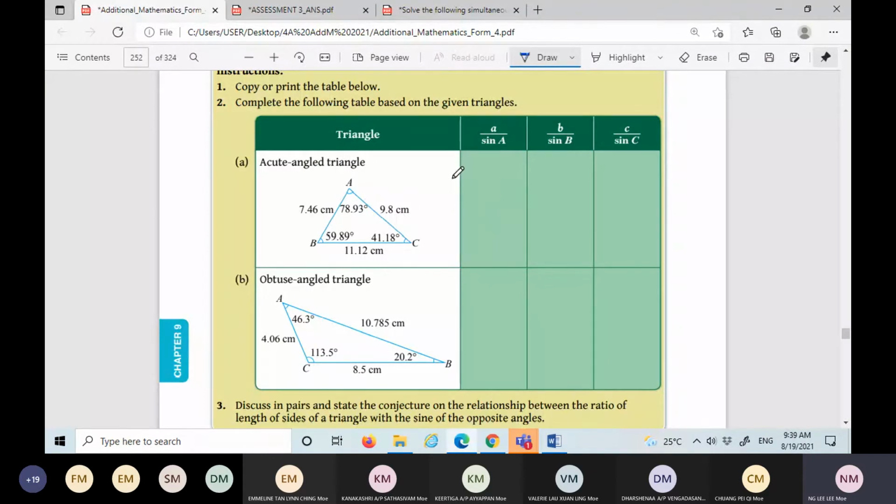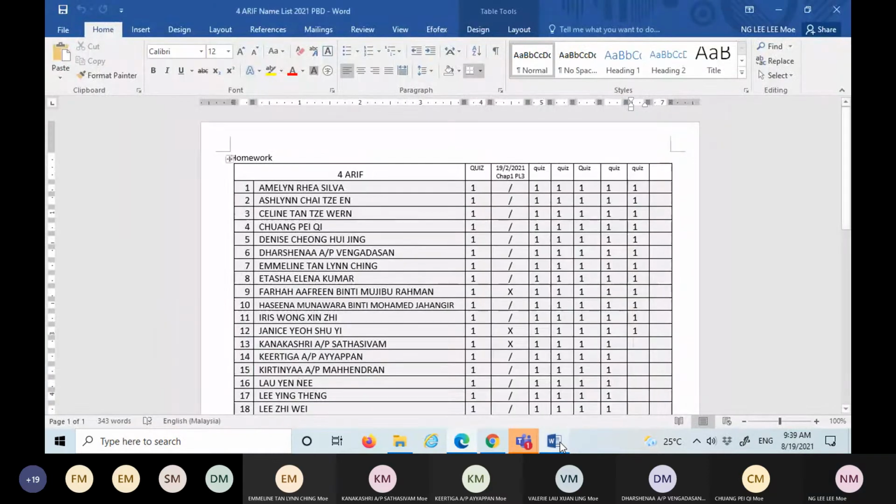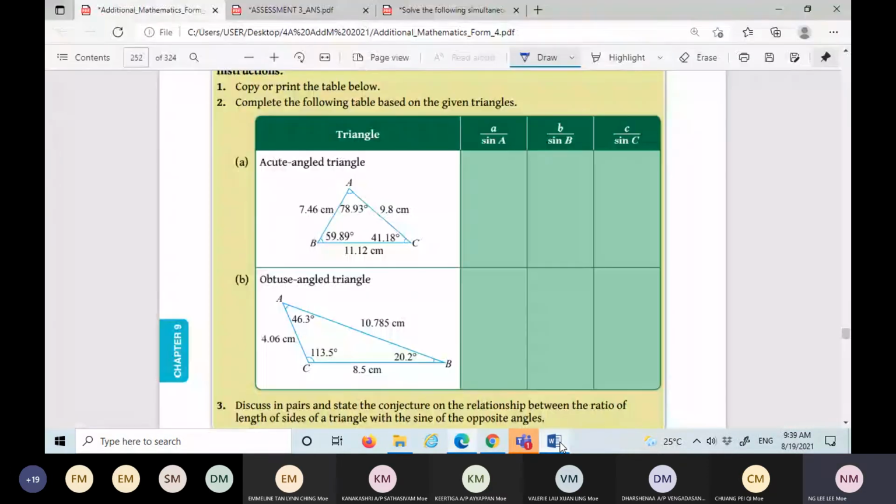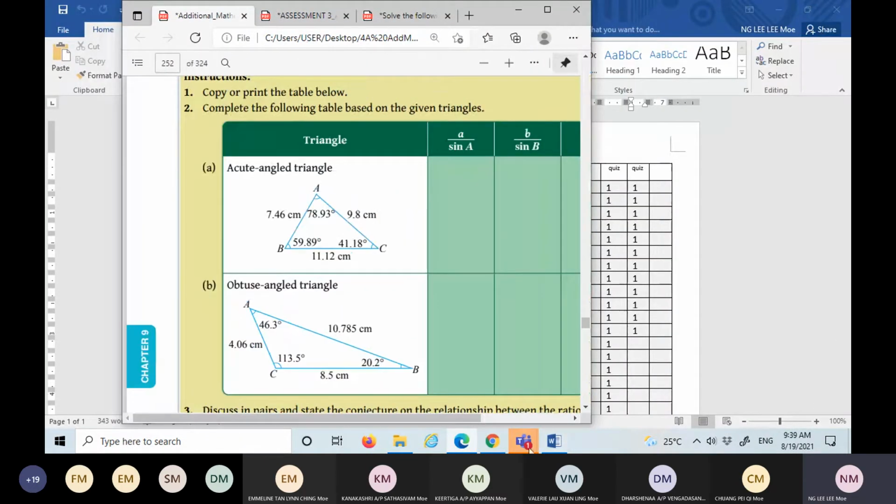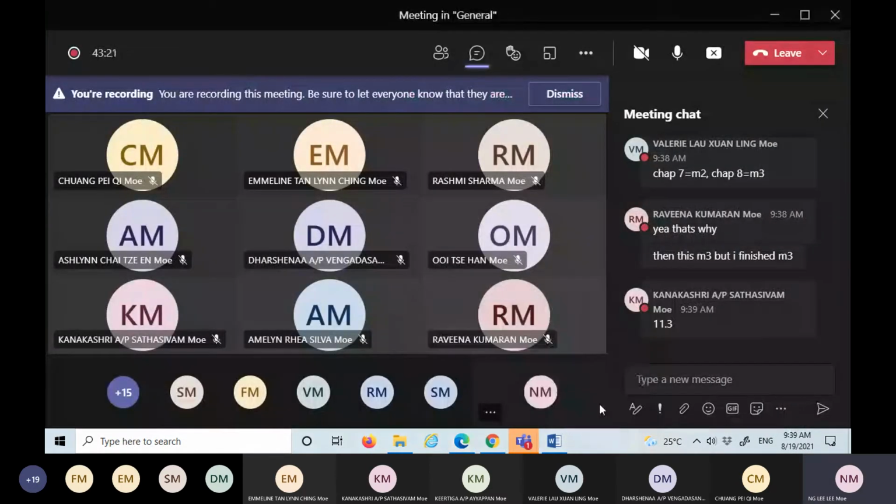Kanakasri, you do part A, number 2A, the A over sine A. Kritika, you do B over sine B. And then Kritinia, you do C over sine C. I put it in WhatsApp already. I asked you to get ready. So I hope that you give me the answer fast.